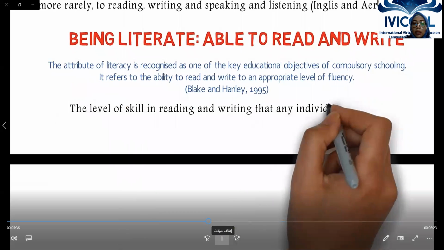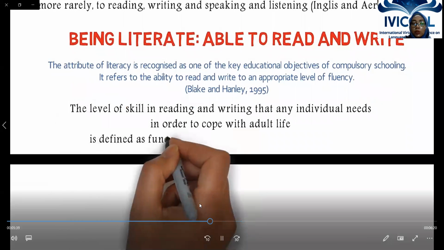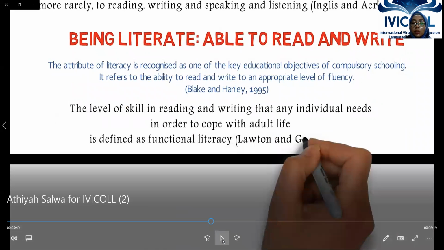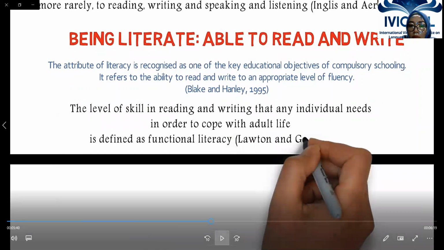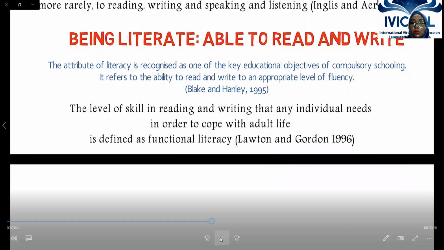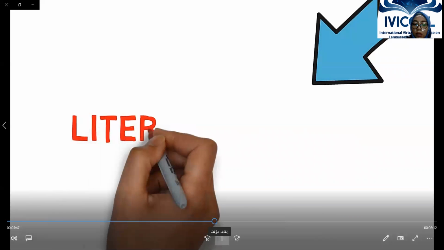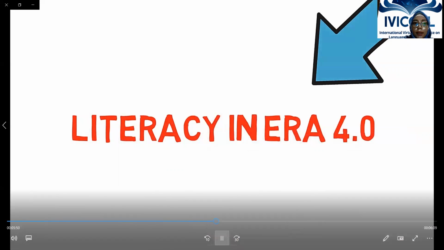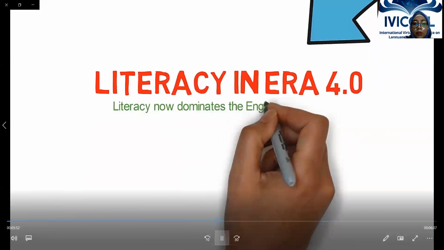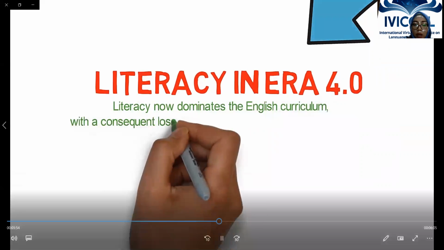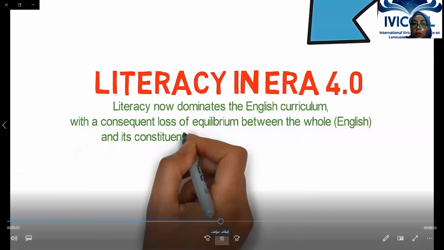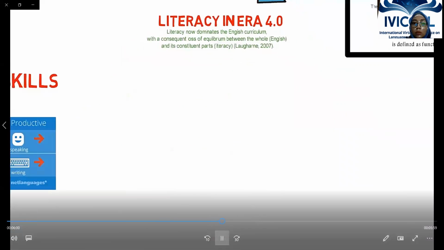The level of skill in reading and writing needed to cope with adult life is different as functional literacy. We can use our literacy ability, for example reading and writing, also in this era, through digital literacy and informational literacy, as a means to cope with adult life. And what about literacy in the industry era, or Industry 4.0? Literacy now dominates the English curriculum, but of course we have lost equilibrium between the whole and the part.